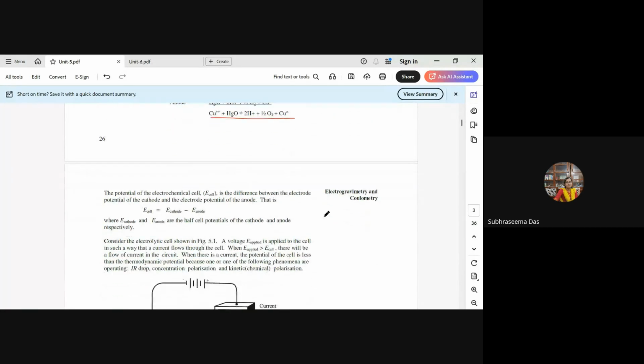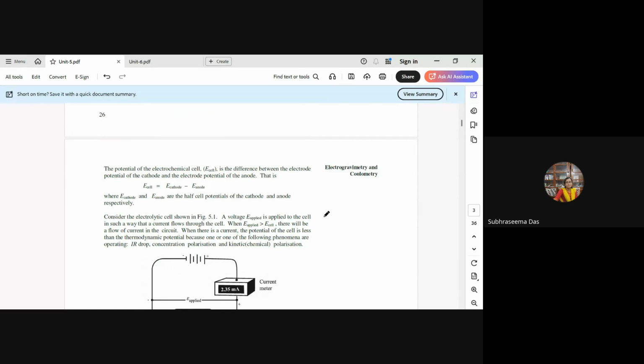The potential of the electrochemical cell, E cell, is defined as the difference between the electrode potential of the cathode and the electrode potential of the anode. In simple terms, we can write E cell equals E cathode minus E anode. Here E cathode is the half cell potential of the cathode, and E anode represents the potential of the anode.